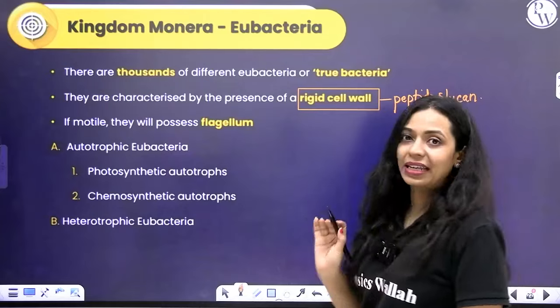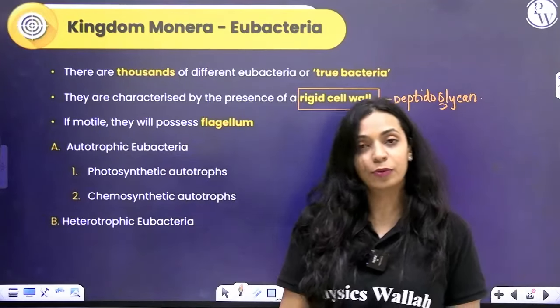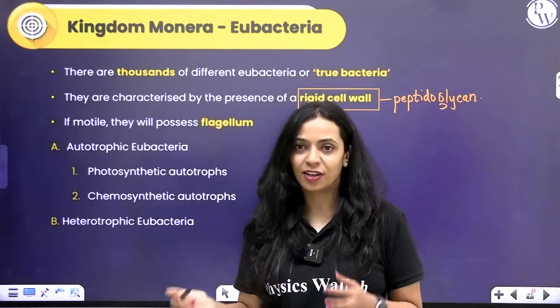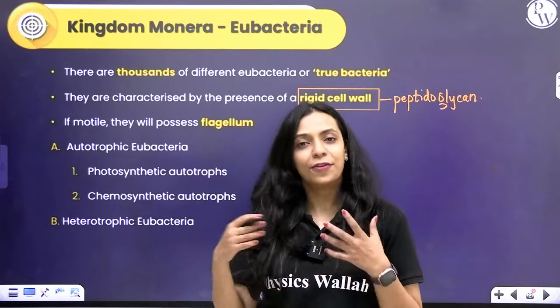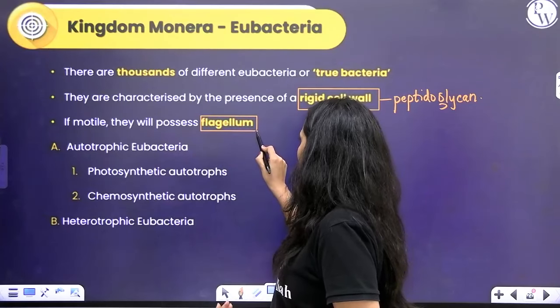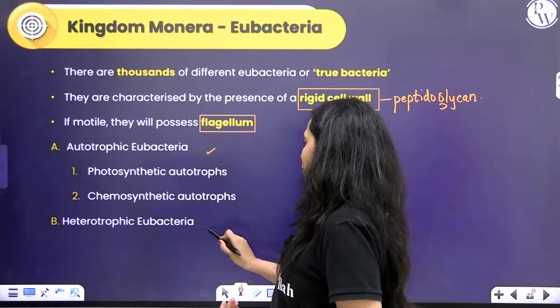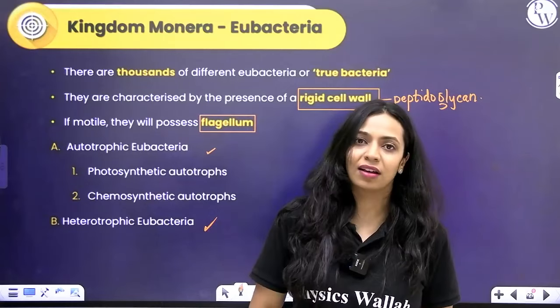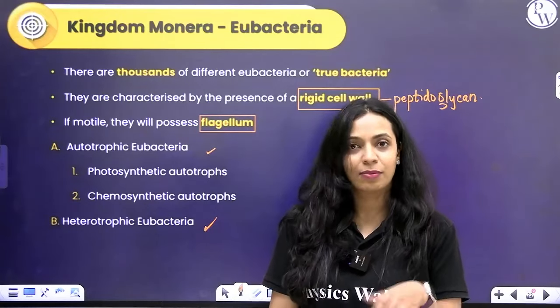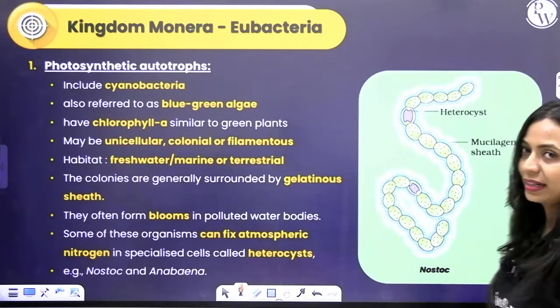Some of these bacteria are motile, which means they are capable of movement. If they are capable of movement, obviously they should have some locomotory structure that will help it move around. If they are motile, then they will have flagellum. Some of these eubacteria are autotrophic, some of them are heterotrophic. First, let's learn about autotrophic bacteria. Remember, I told you cyanobacteria are autotrophic, right? So we'll learn about cyanobacteria first.